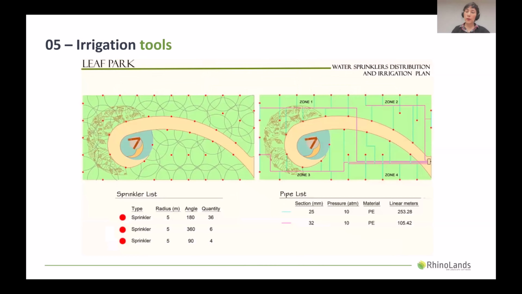There are some tools for irrigation design that help us to design the piping and the sprinkler list. We can insert them in an array mode in a matrix, or we can insert them individually, and the program will list the quantity of pipes and sprinklers at the end.